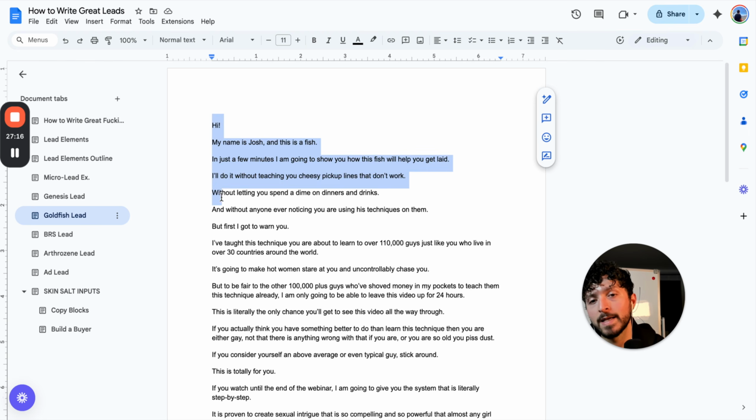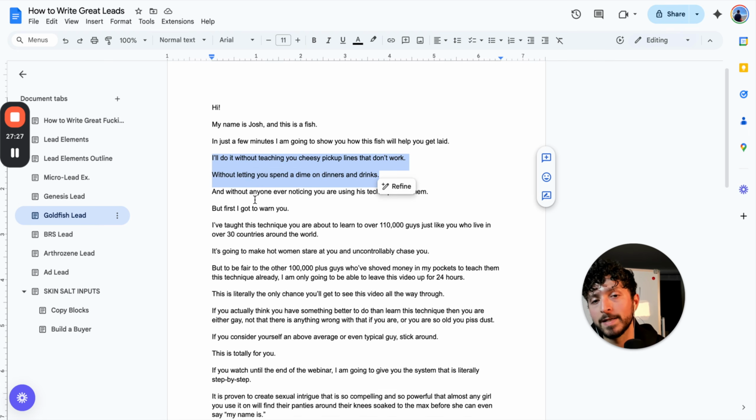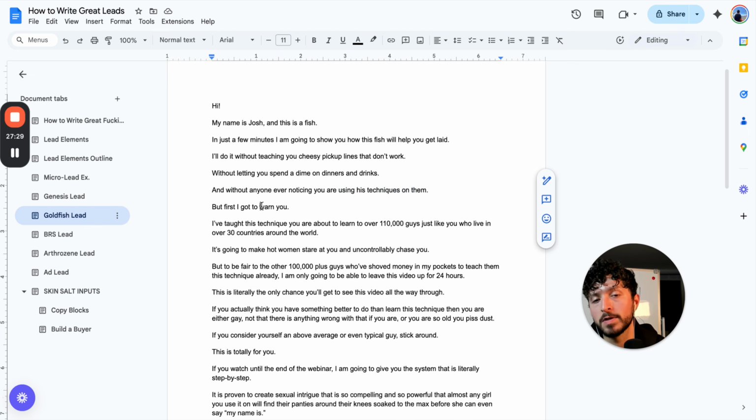Goldfish lead, classic. My name is Josh, this is the fish. In just a few minutes, I'm gonna show you how this little fish will help you get laid. I'll do it without teaching you cheesy pickup lines that don't work, okay? So, constraints: without letting you spend a dime on dinner and drinks, without anyone ever noticing you're using the techniques on this.